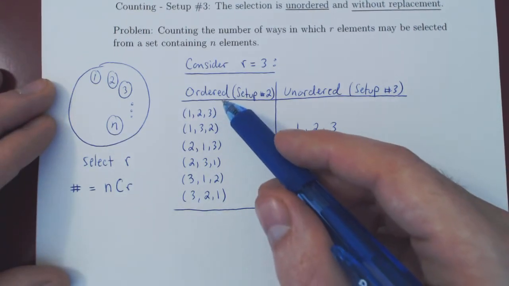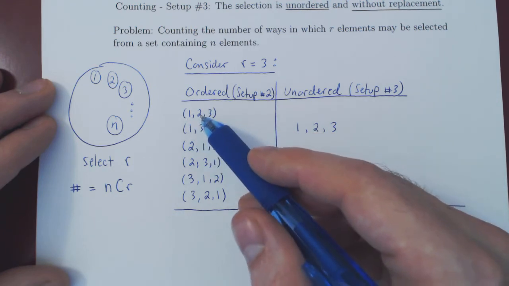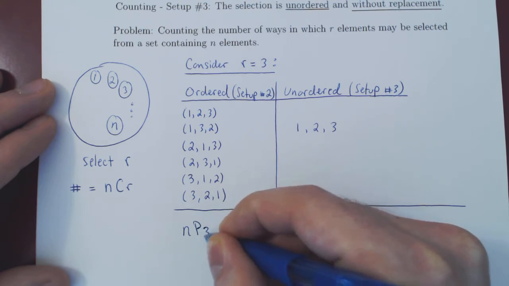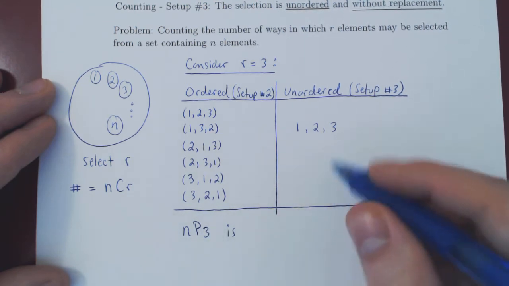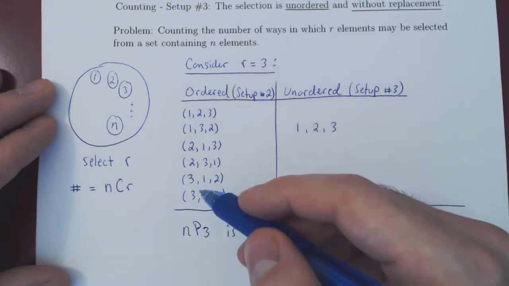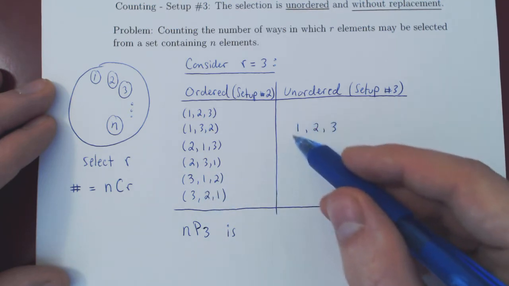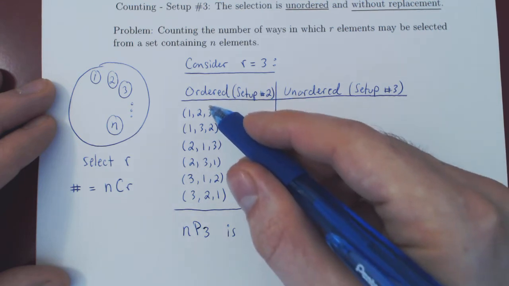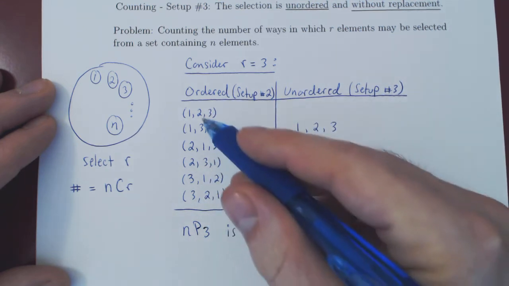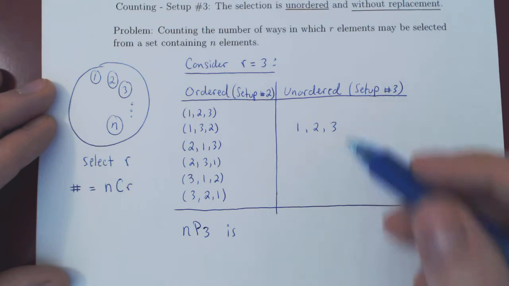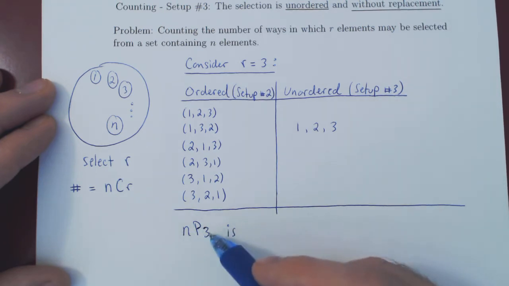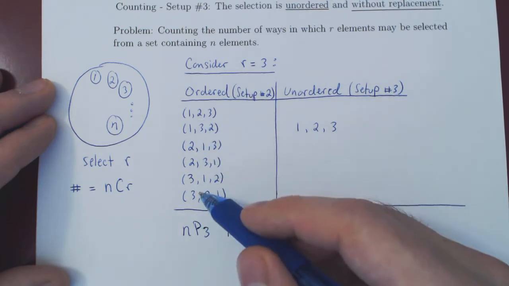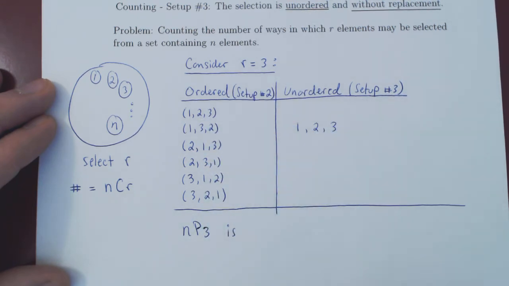So this would be nP3 as we selected 3 elements. So we can see that nP3 is, well, there's 1, those 6. So for every given selection that is unordered, we get 6 different selections that are ordered. So nP3, because here we said let's pick 3, is 6 times bigger than nC3.